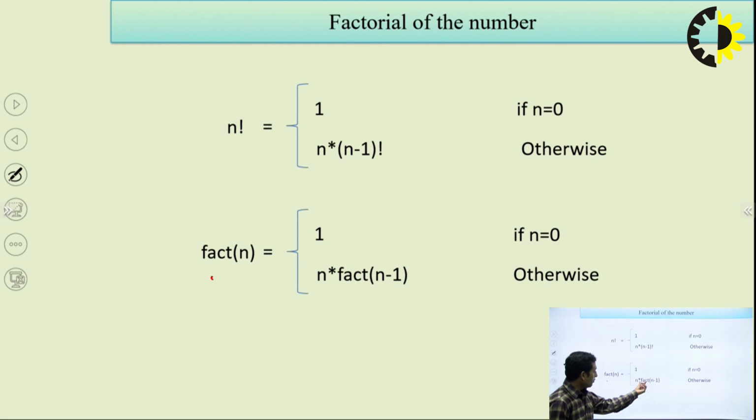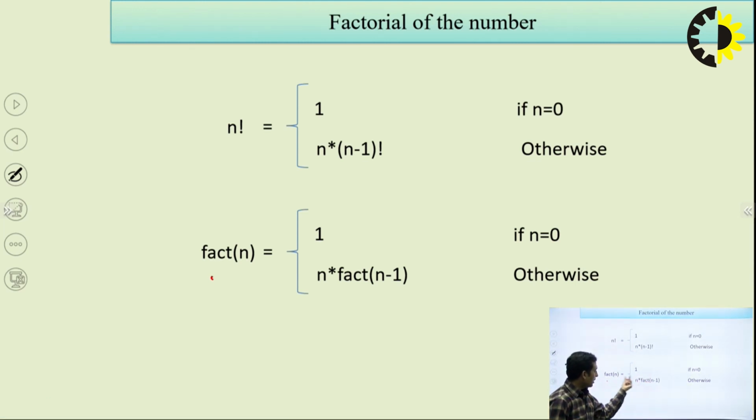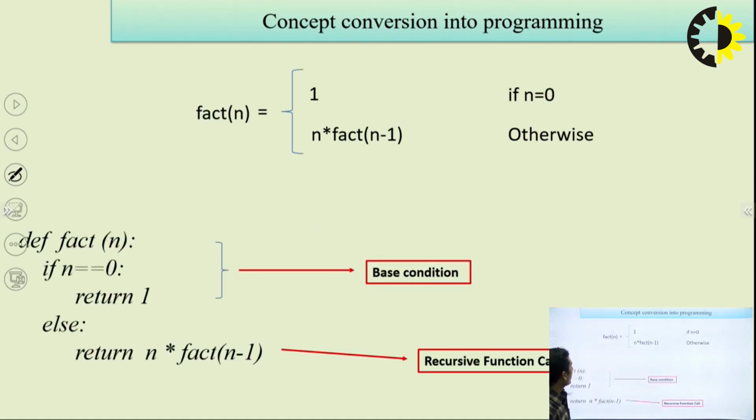Here is also a function. When a function calls itself, this function uses the same function with a different parameter, here n and here n minus 1, approaching towards n equals 0. This is the base case, we generally say. So, in programming we simply convert this logic into the syntax of programming.